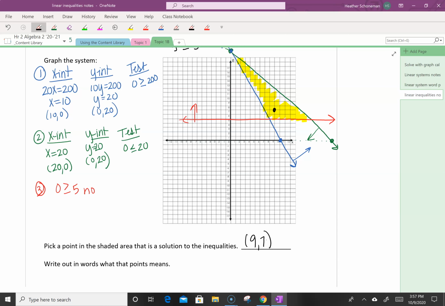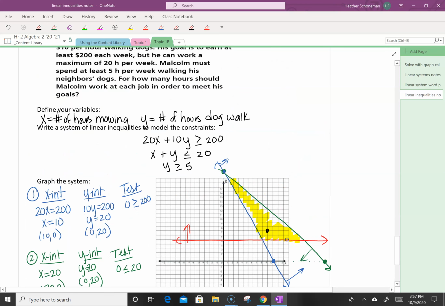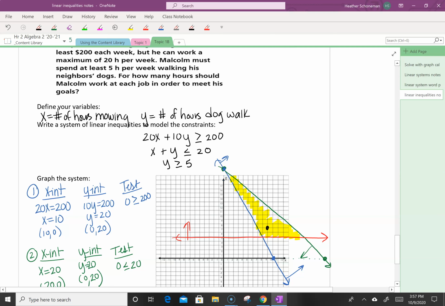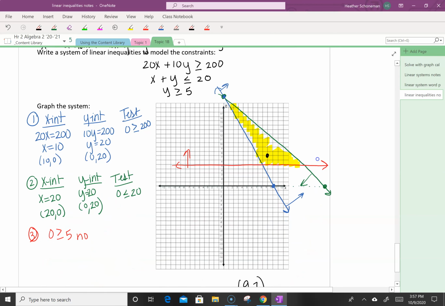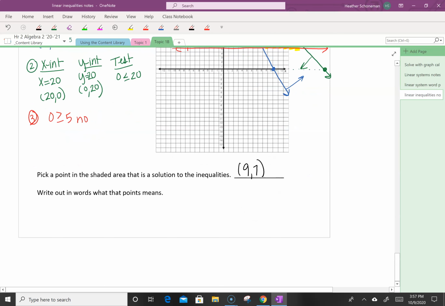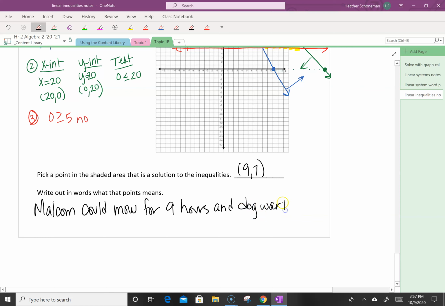Okay, now we need to write out what that means in words. Well, we can use our variables that we declared to help us out. X is mowing and Y is dog walking. So in this situation, Malcolm could mow for 9 hours and dog walk, whoops, can't spell walk today, take 2, dog walk for 7.